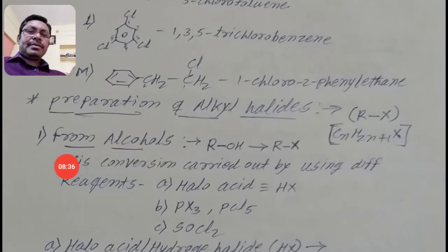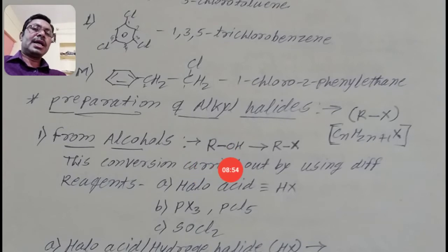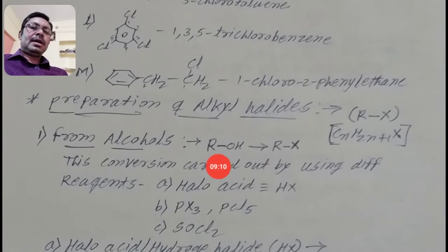In that preparation, the first method is from alcohols. From alcohols we can prepare an alkyl halide. Alcohols are represented as ROH. When an alkyl group is directly attached to a hydroxyl group, it is known as an alcohol. The functional group of alcohol is OH, so alcohols are represented as ROH. In this conversion, ROH is converted into RX.